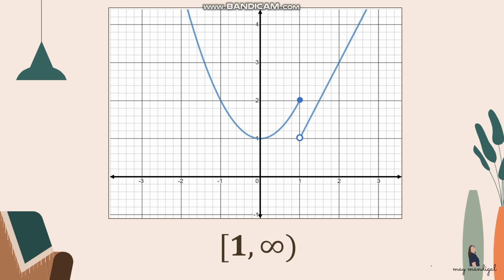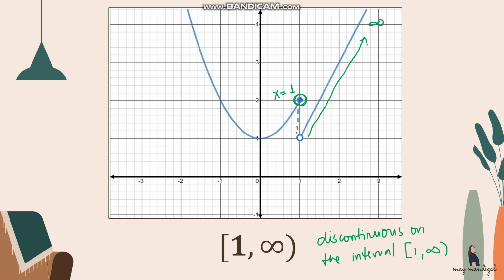Next, if we have 1 included going to positive infinity, this time I will be considering this point again. I'm using this because this is where x is equal to 1 and 1 should be included. And then again, going to positive infinity, on this side. Since there is a gap here before I can go to positive infinity, it shows discontinuity at that part. Therefore, this function is discontinuous on the interval from 1 included up to positive infinity.